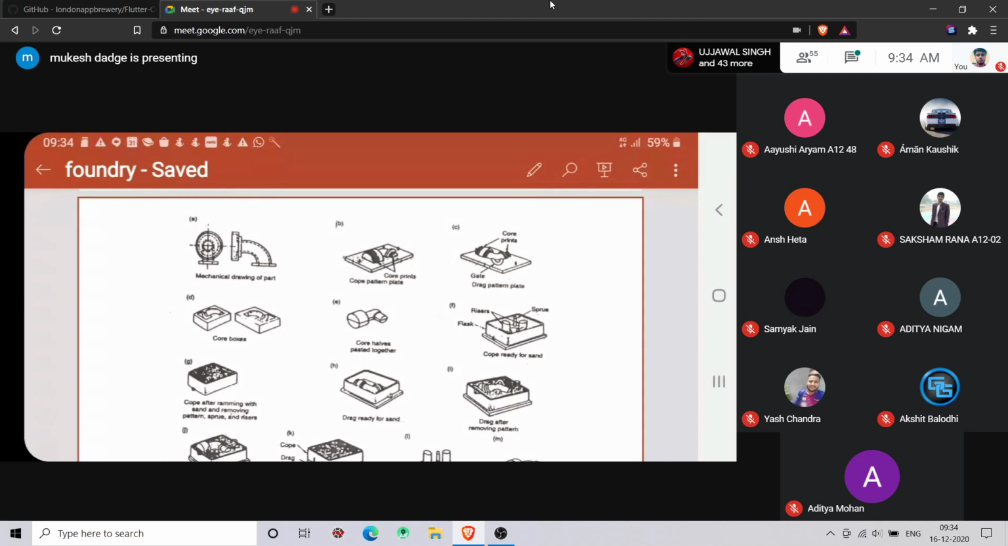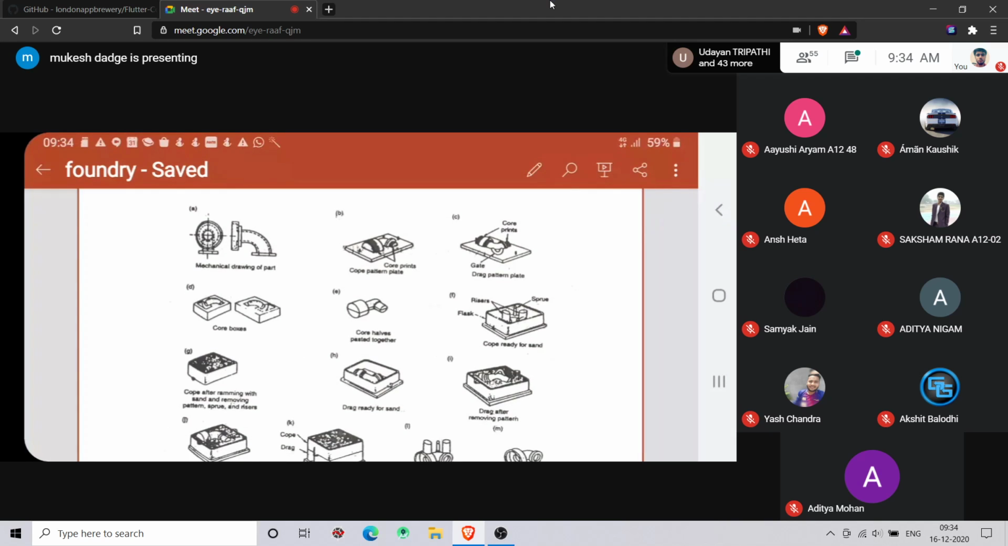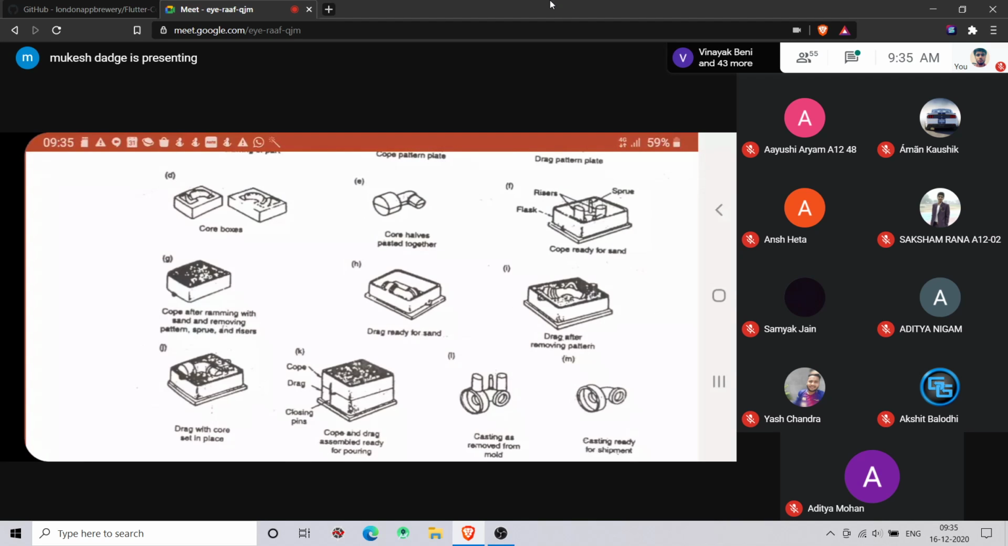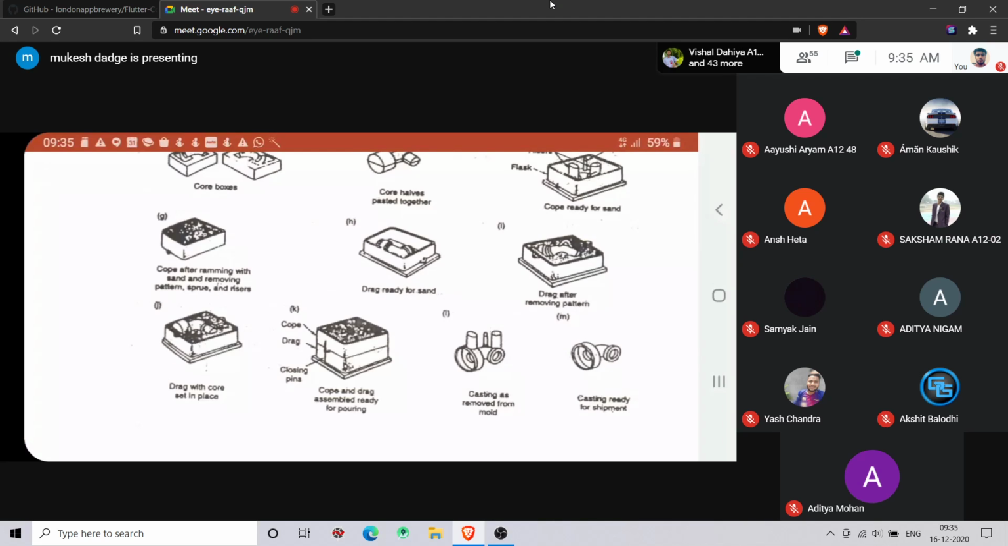This is the drawing. First you will get the drawing. This is of an elbow. So you have the patterns, you are making the core, you are putting it in the flask, that is your cope and drag, and finally you are getting the product. And after finishing you will get the final product.